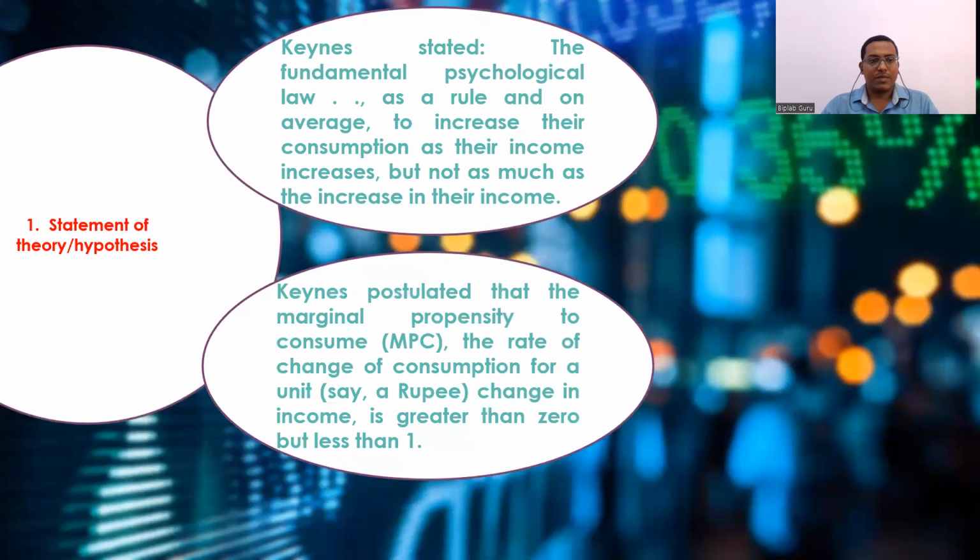The first step is the statement of theory or hypothesis. Take the Keynesian fundamental psychological law of consumption, which states that, as a rule and on average, people increase their consumption as their income increases, but not as much as the increase in their income. Keynes postulated that the marginal propensity to consume, the rate of change of consumption for a unit change in income, is greater than 0 but less than 1. That becomes our hypothesis: the marginal propensity to consume lies between 0 and 1.